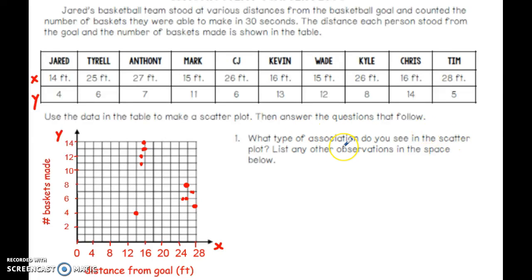Remember, an association kind of gives you an idea of what's going on with the values. The farther they were from the goal, this group of people really didn't have that many baskets compared to the people up here that were closer. So I would like to say we have a negative association, but there's a little issue with this point over here. Typically, a negative association has all your points kind of lining up in a nice way. So I guess we could say this is a negative association, but it's a really weak association because they are not really all together kind of going in the same direction.